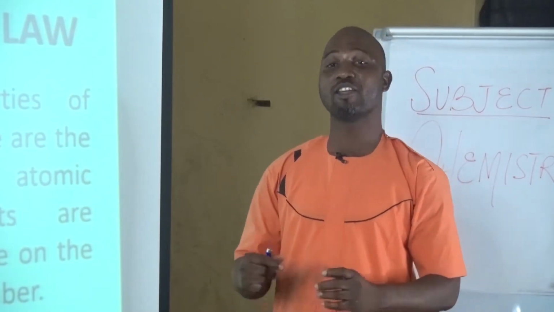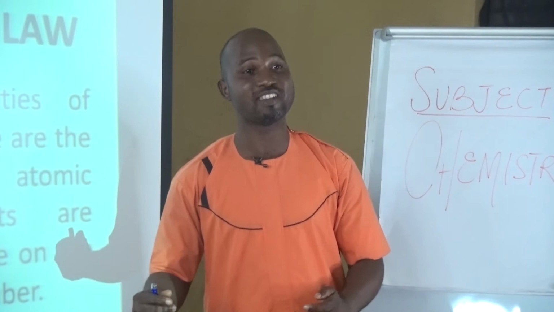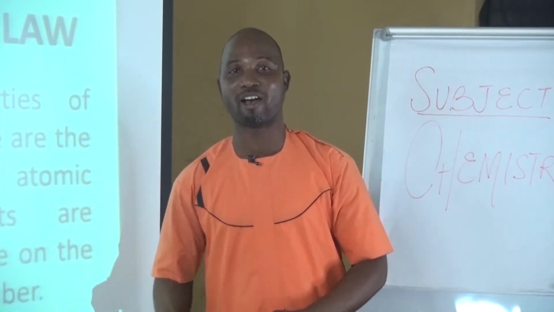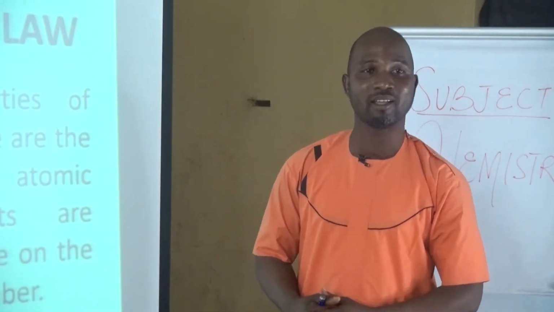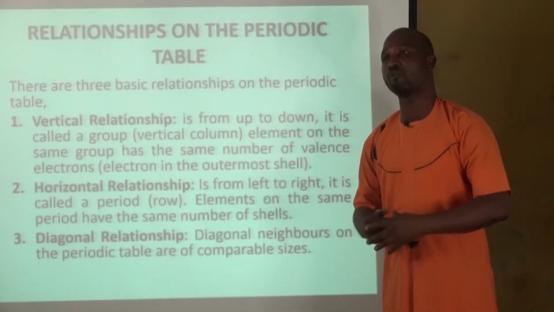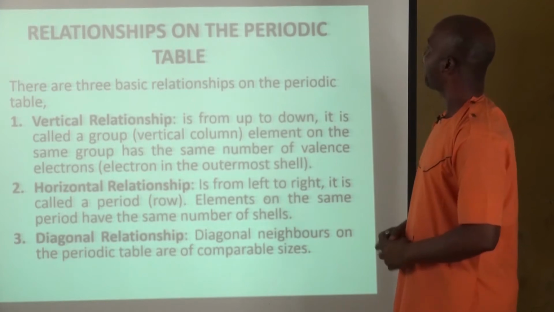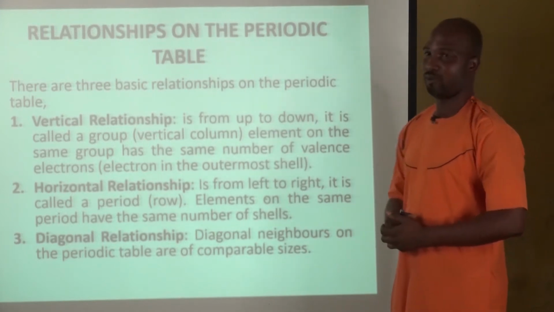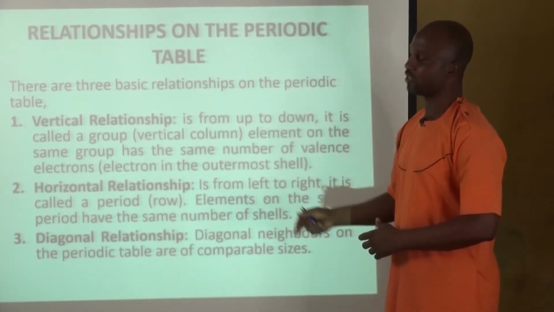Hence, elements are arranged on the periodic table in order of their increasing atomic number. From hydrogen with atomic number 1, and maybe at SS3 you will stop at the 30th element, which is zinc, with atomic number 30. There are relationships on the periodic table, and these relationships are broadly classified into 3.